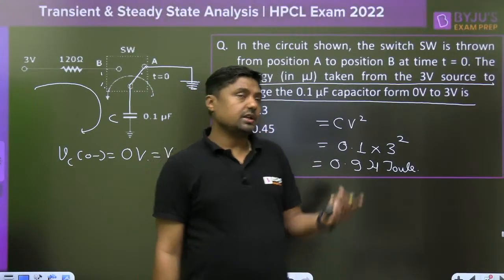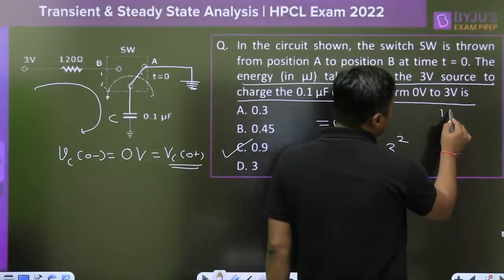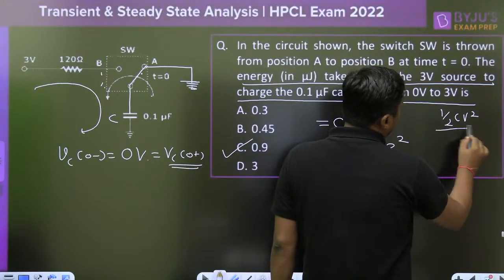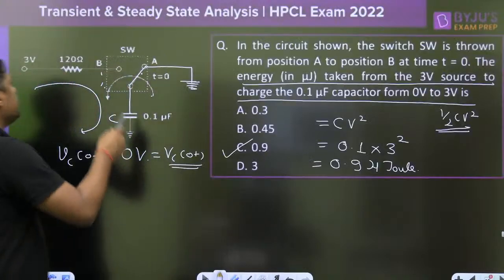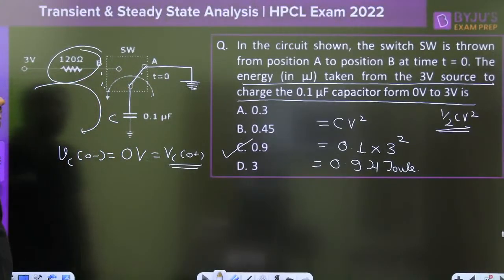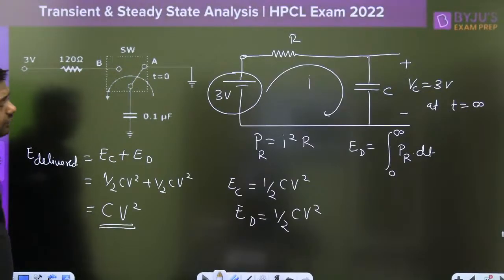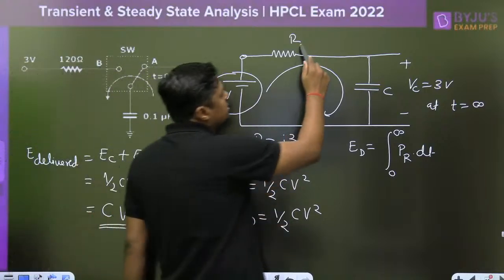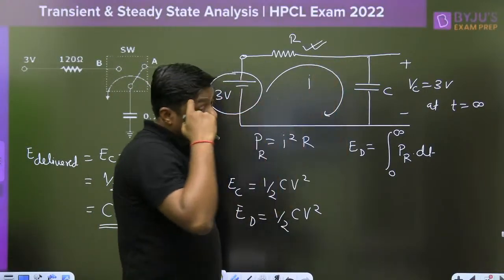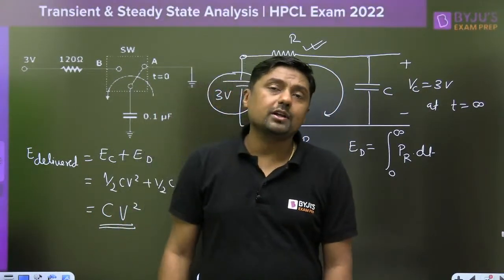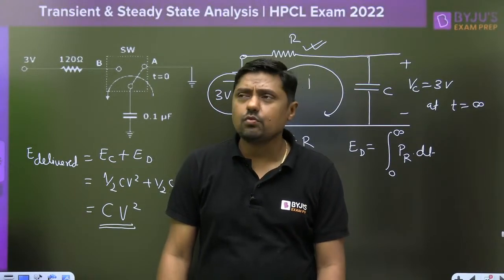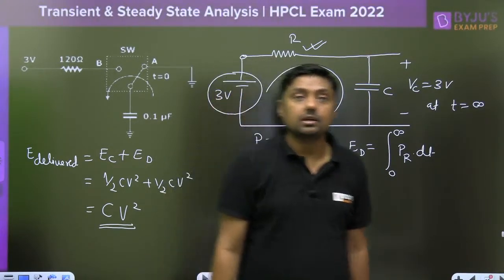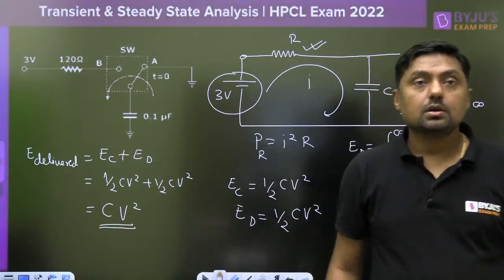Why? Because the energy stored in the capacitor is half of CV square, and they are ignoring the energy dissipated across what? This resistor. So during the process of charging, there will be energy dissipation across the resistor also. Now, it is independent of the value of the resistor. Remember that. Whether it is 1 ohm or 10 ohm or 20 ohm, it doesn't matter.